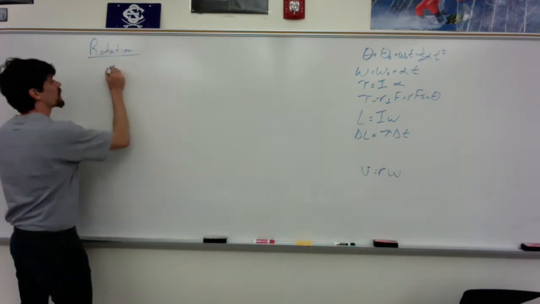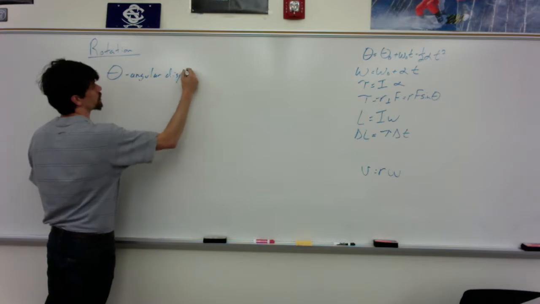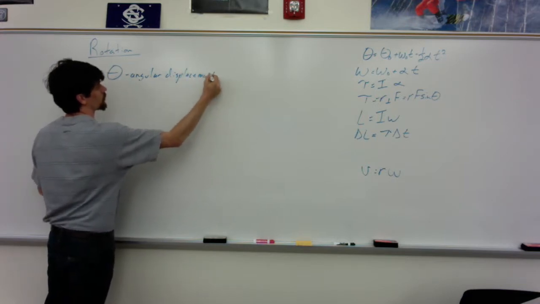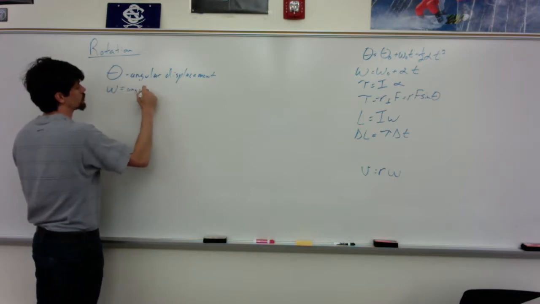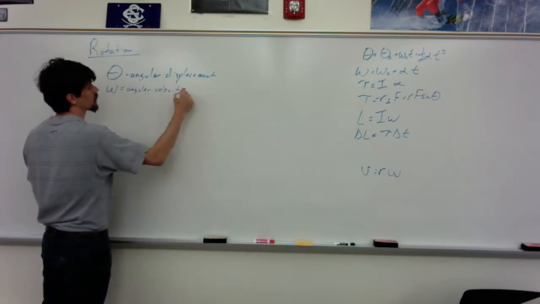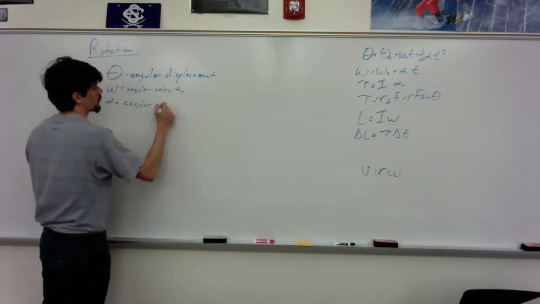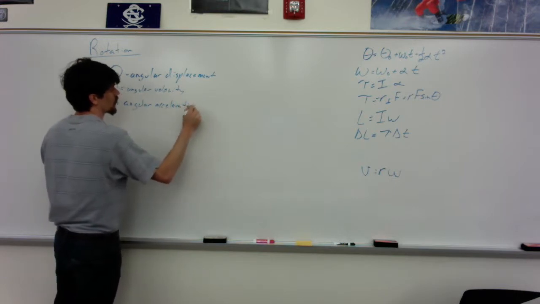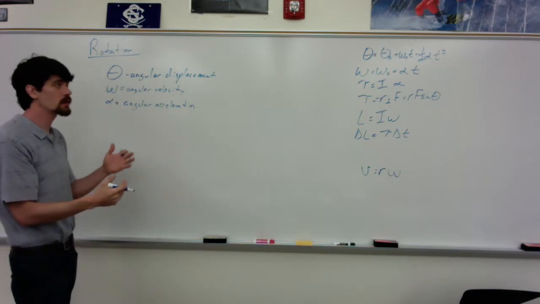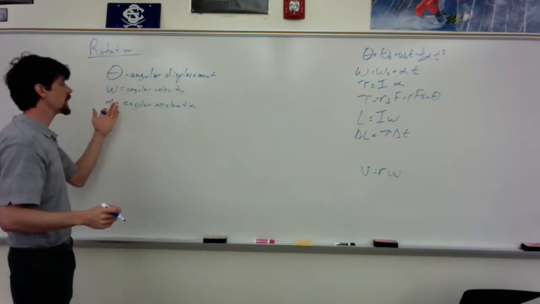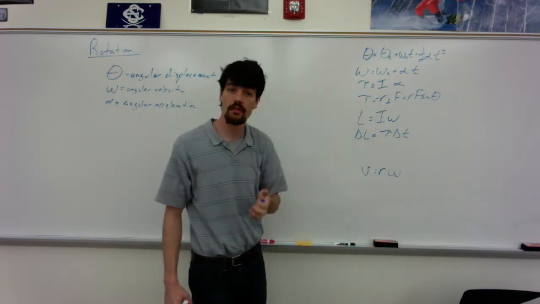First thing, theta is angular displacement. Omega, angular velocity. Alpha, angular acceleration. Those are basically the linear motion parts there. You can think of that being like x, v, and a. And for that, we have those kinematic equations for rotational stuff.